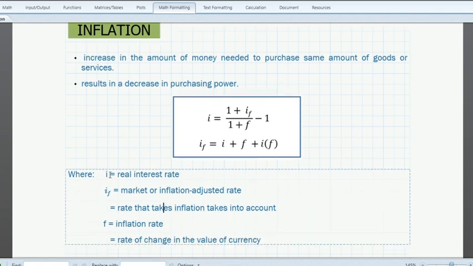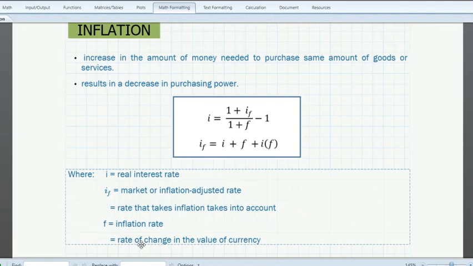We have i for the real interest rate, i sub f for the market or inflation adjusted rate kung saan the rate that takes inflation into account. Then f is the inflation rate o minsan ang nasa problem ay average inflation rate. That is still f. Wherein this is the rate of change in the value of currency. Okay? So, ngayon, let's have our first example na.